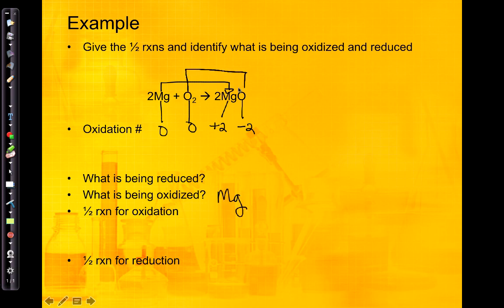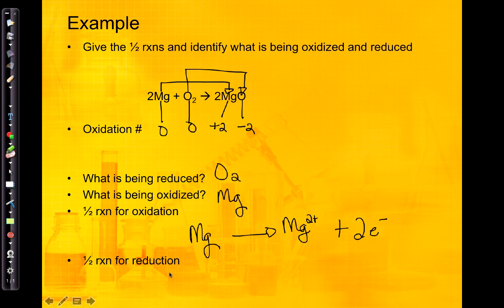Oxygen went from a 0 to a negative 2. It went down, so it's reduced. And also, since this is a molecule, we say it's O2. O2 has been reduced. Now let's look at the oxidation reaction. Well, magnesium was oxidized, so it went from Mg to Mg with a positive 2. Well, magnesium's balanced. Now we need to add electrons to the more positive side. So to bring this down to 0, I'm going to add 2 electrons.